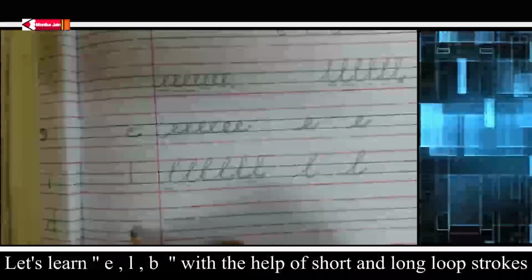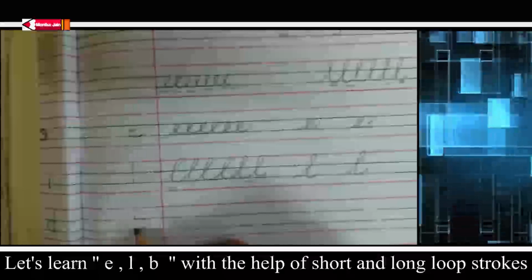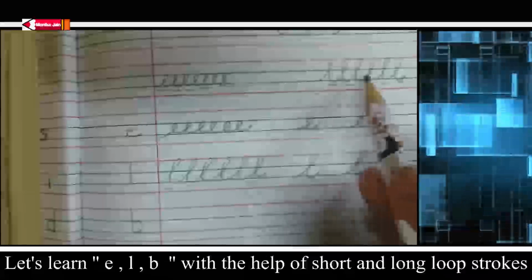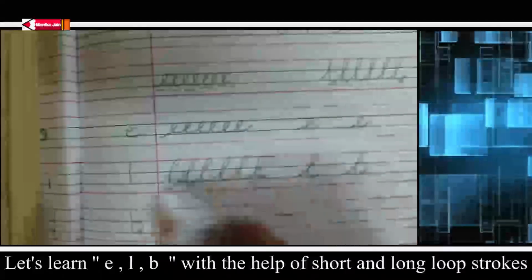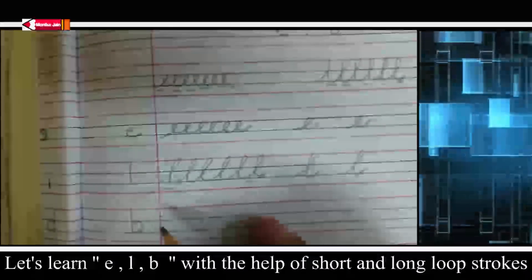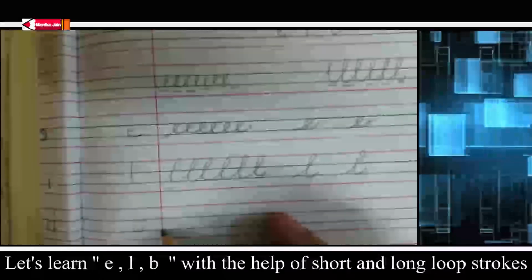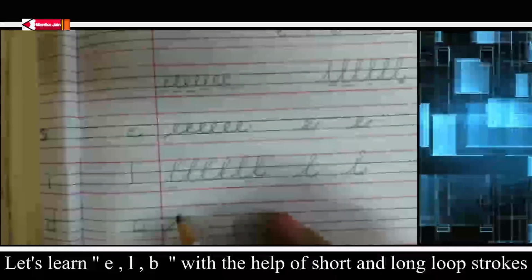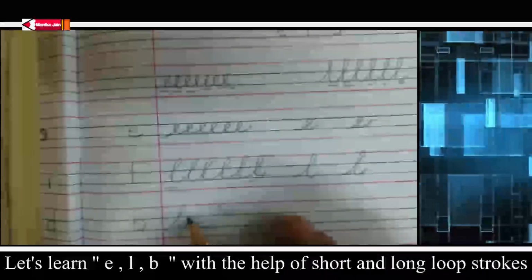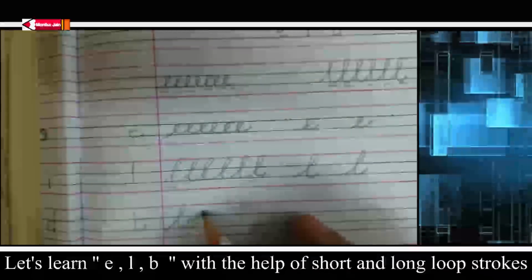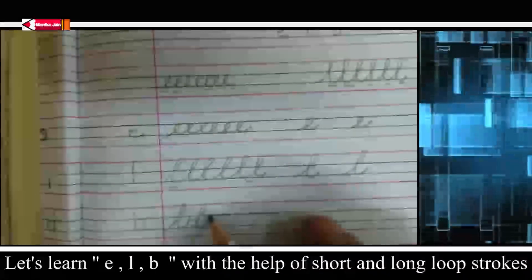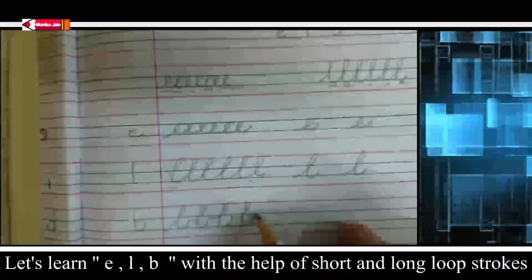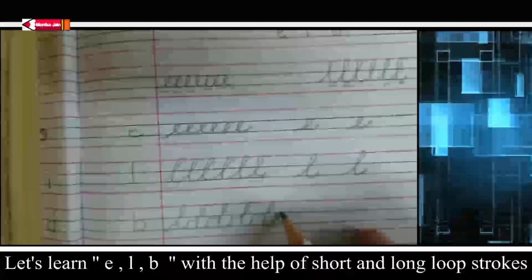We're going to learn letter B. For this B, we have to use this big loop, long loop. As usual, we're going to take it, big loop stroke. We're going to pull it up, now pull it down, a little bit of curve and blink. Pull up, curve, blink, curve, blink, curve, blink.